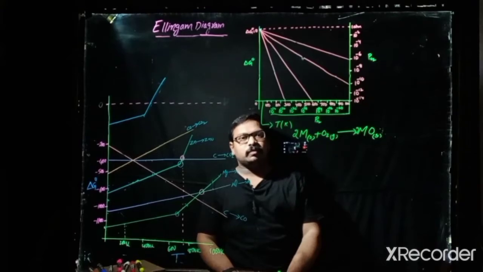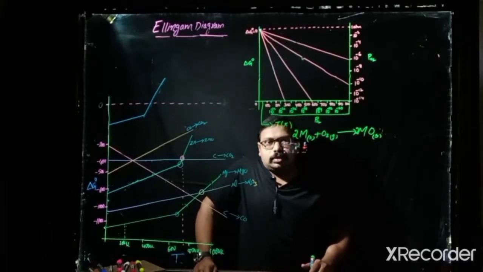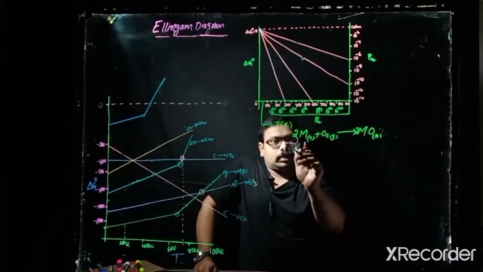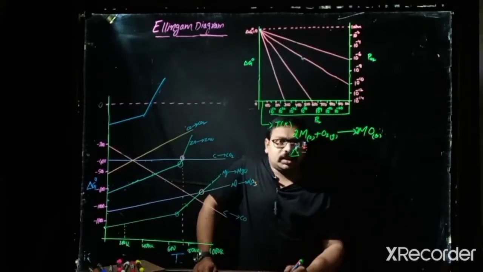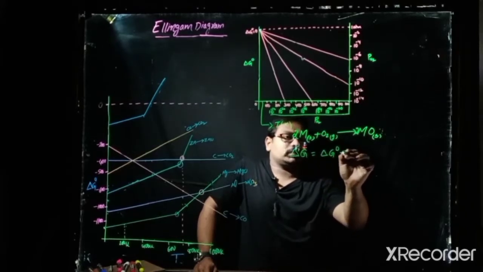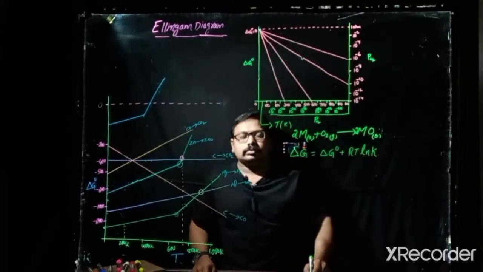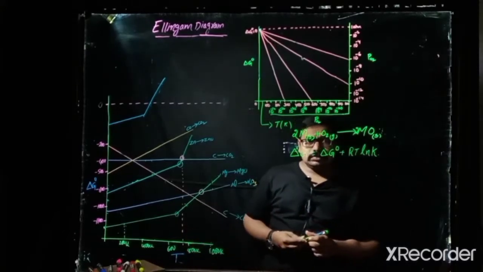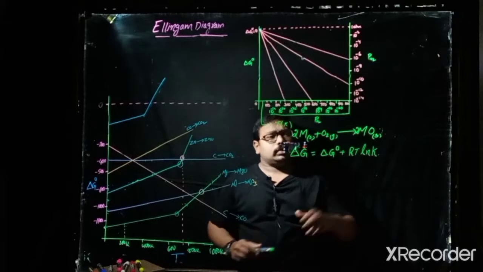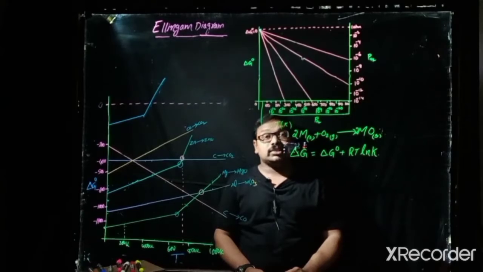Generally, we calculate this standard Gibbs free energy by using the thermodynamic concept called Gibbs free energy: delta G is equal to delta G naught plus RT ln K. If you observe, during the oxidation of metal we are calculating the partial pressure of oxygen.